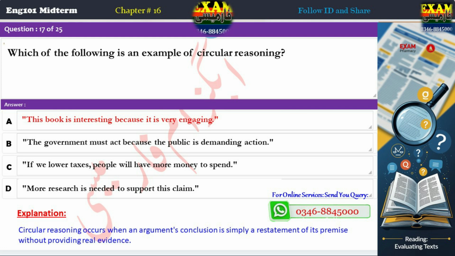Explanation. Circular reasoning occurs when an argument's conclusion is simply a restatement of its premise without providing real evidence.